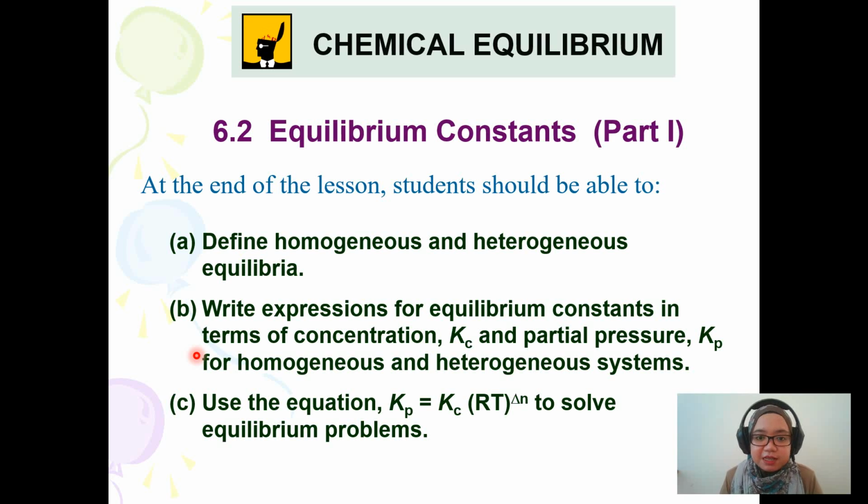So at the end of the lesson, students should be able to, number 1, define homogeneous and heterogeneous equilibria. Number 2, write expressions for equilibrium constants in terms of concentration Kc and partial pressure Kp for homogeneous and heterogeneous systems. And number 3, use the equation Kp equals Kc RT to the power of delta n to solve equilibrium problems.